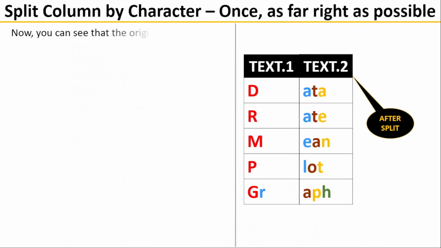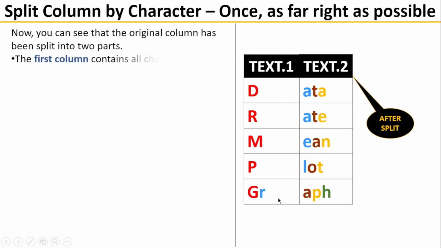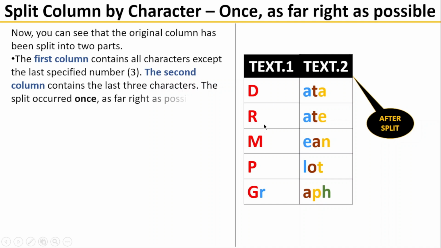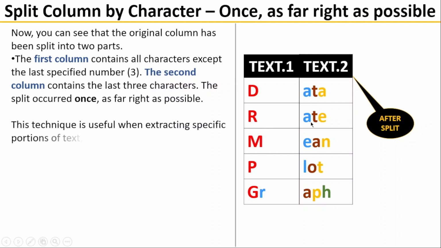All right. So now you can see that the original column has been split into 2 parts. The first column contains all characters except the last specified number, 3. The second column contains the last 3 characters. The split occurred once as far right as possible.